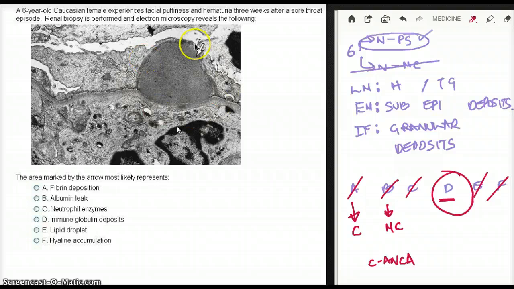So this is one of those subepithelial deposits. It's just magnified. You have to know the context to see what we're looking at, or else you might get confused that, oh, I cannot really make out what is what in this picture. But they gave us a vignette to help us navigate ourselves through this electron microscopy.